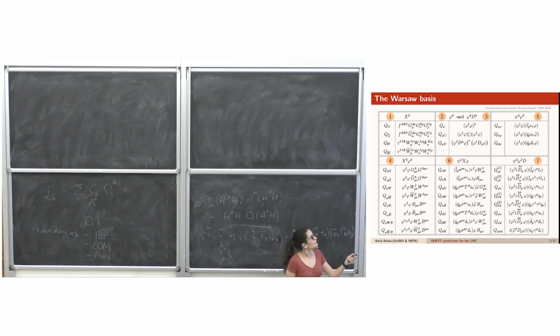Then you always have a sector that has only Higgses. There is always this guy, which is phi dagger phi to the cube, which modifies the scalar potential. And for some fundamental reasons that I will not have time to explain, you always have two operators that have four scalars and two derivatives. You cannot get rid of them in any way. So if you look at these, you might think, oh, there's a box here, so I could use an equation of motion.